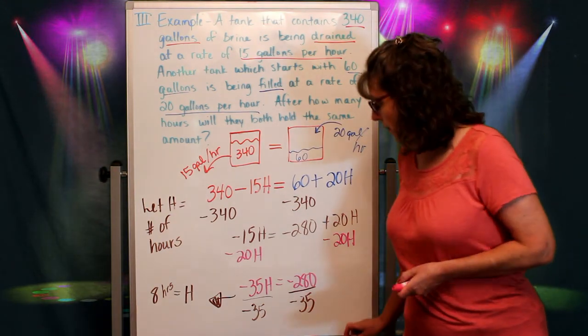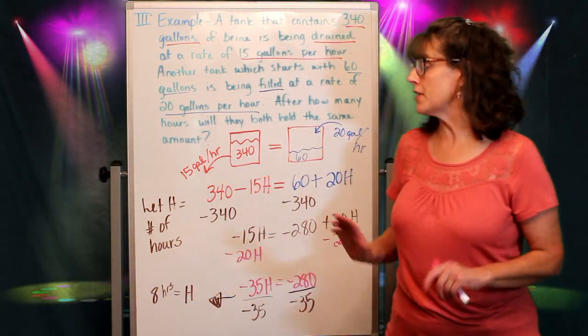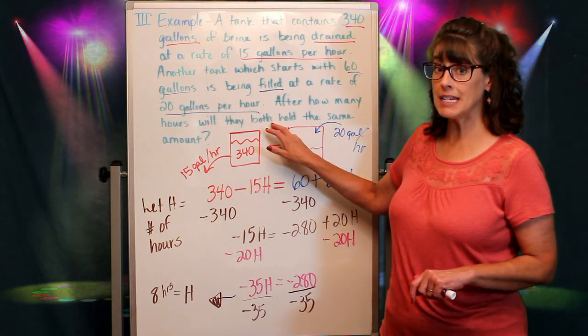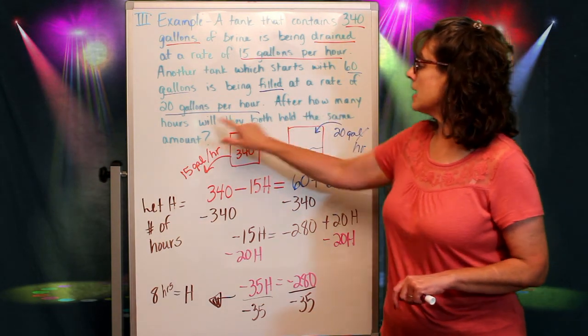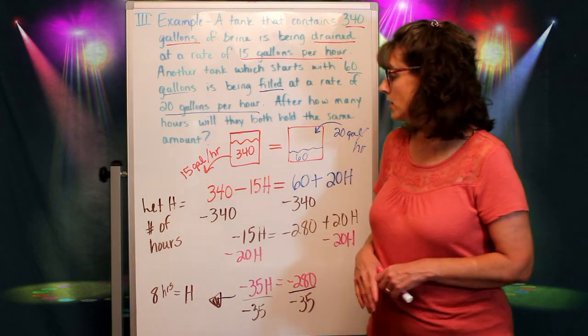And like I said before, I tend to get trigger happy and I start circling and I need to back myself off and I need to go back and say, did I answer what I needed to answer? After how many hours will they both hold the same amount? 8 hours. Let's double check and make sure that that's right.